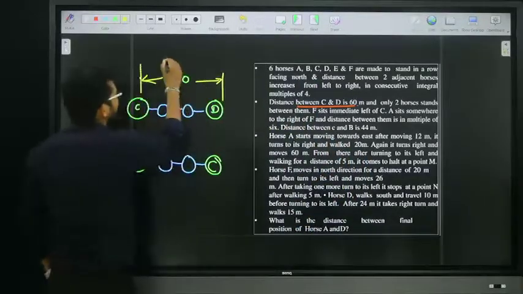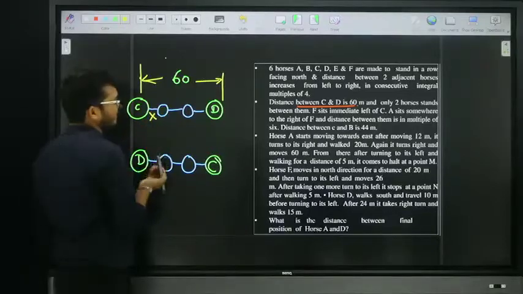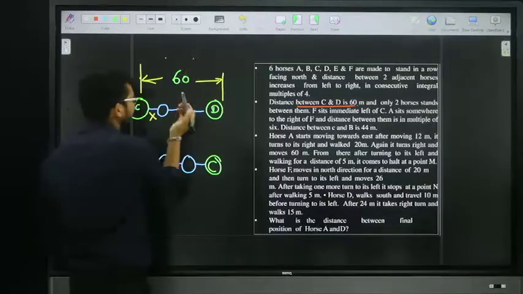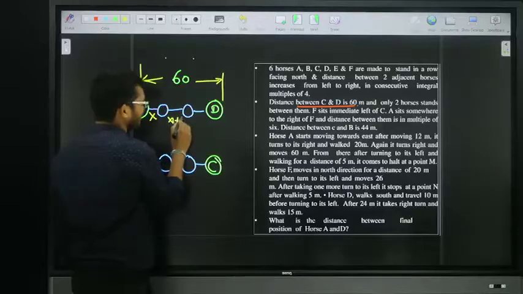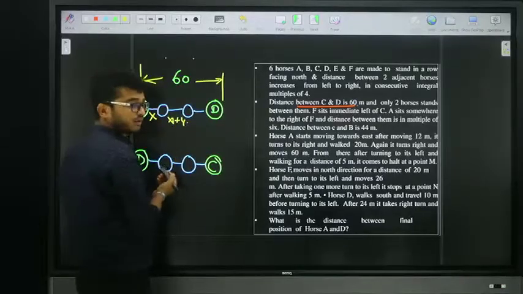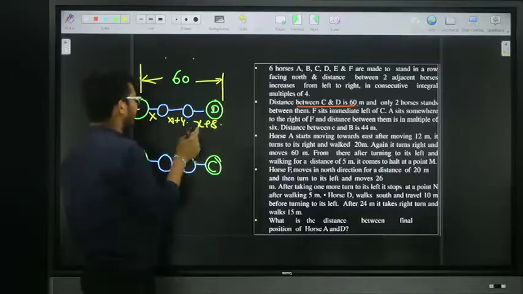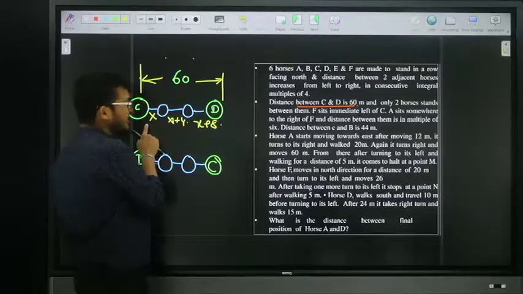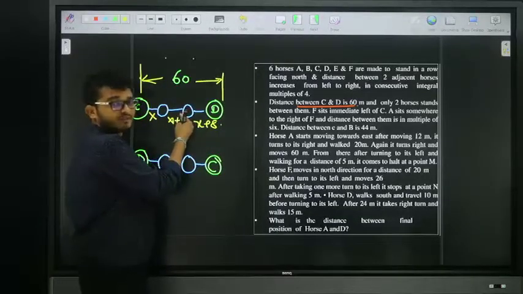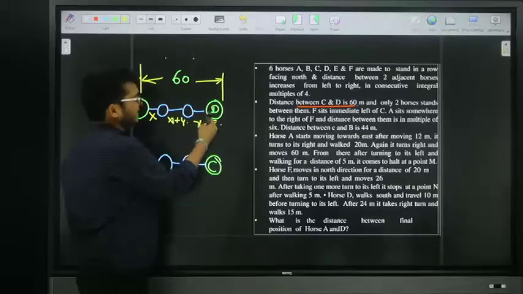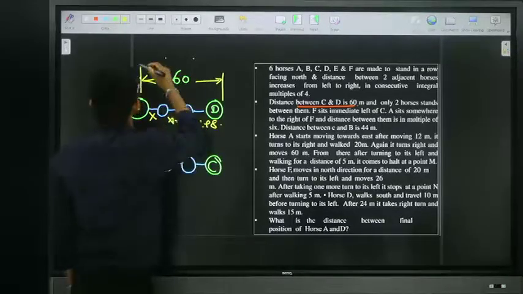Suppose I take the first distance as x. Then the next one is x plus 4, and the next one is x plus 8. When this one is x, the next increases by 4, that means x plus 4, and the next one is x plus 8.